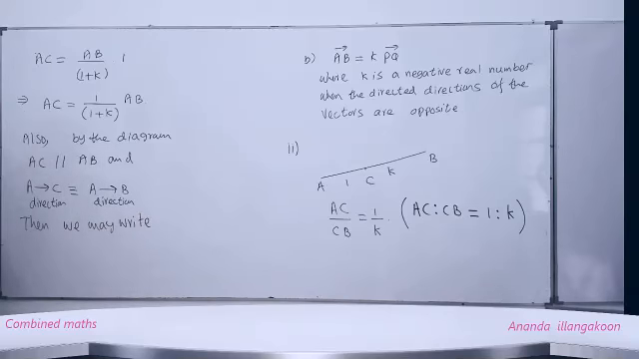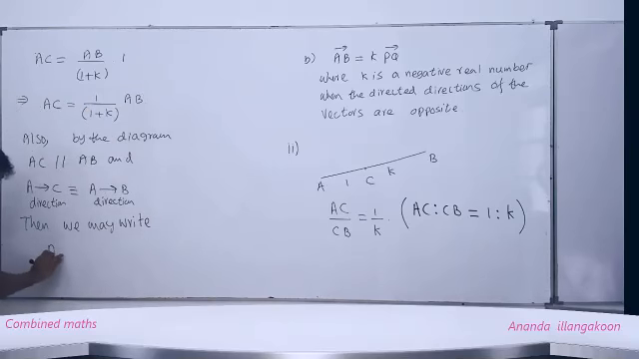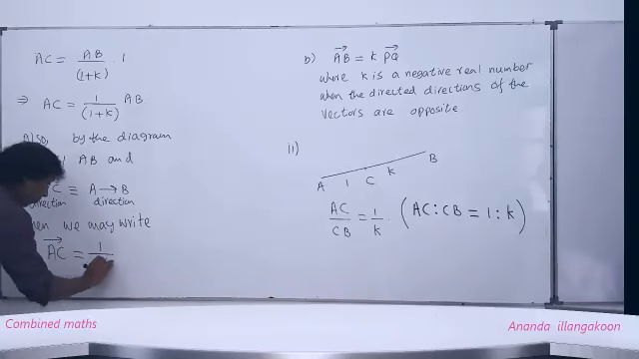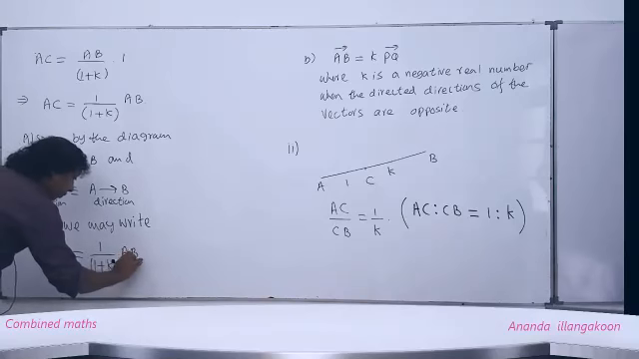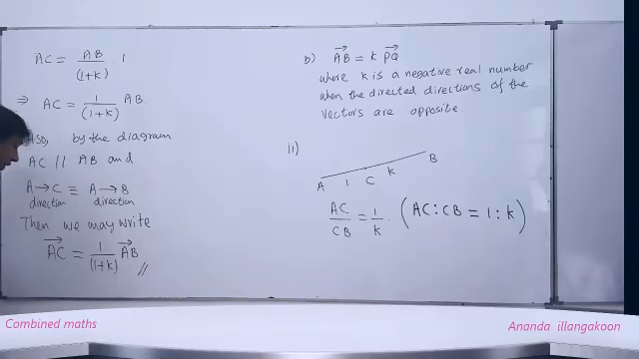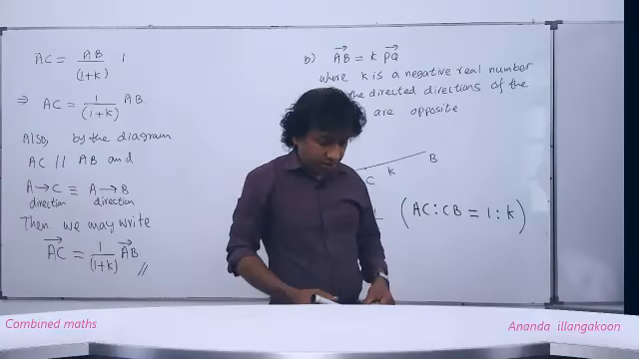What, people? All these three qualities we can now put in one. How? Put in vector notation here. Right. AC vector is equal to 1/(1 plus k) AB vector. This way we can generate. Understand, people? Right? Yeah.